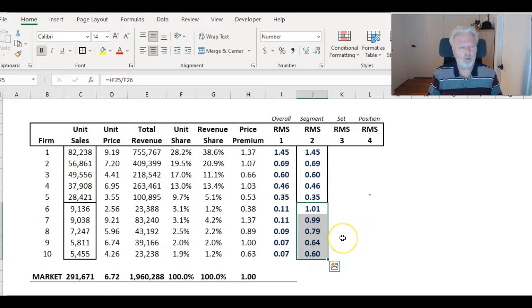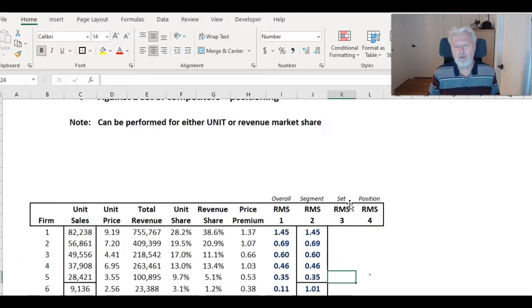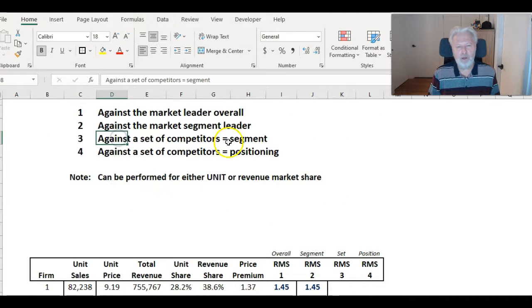But if you're a smaller player and you are competing more directly with the smaller players, this calculation makes a lot more sense. Okay, the third one, which is a set of competitors.